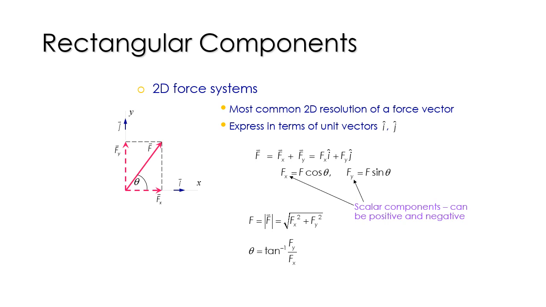And to get the angle theta, we have theta is equal to arctan of F sub y over F sub x, and the magnitude of force F with respect to its horizontal and vertical components, we have force F is equal to the square root of F sub x squared plus F sub y squared.